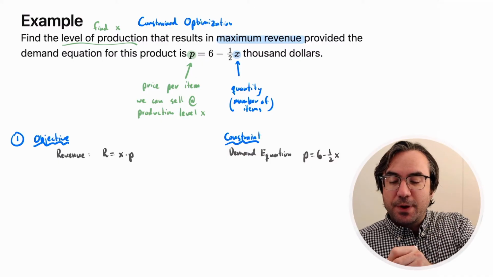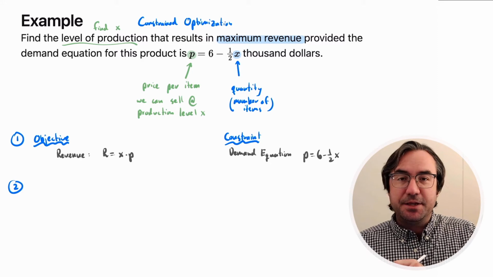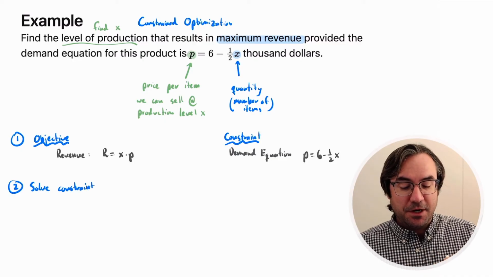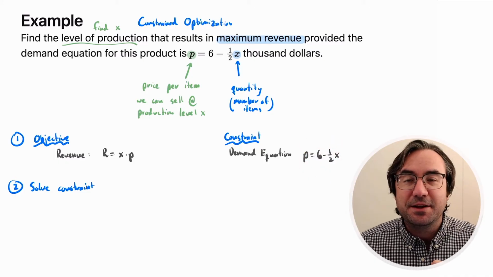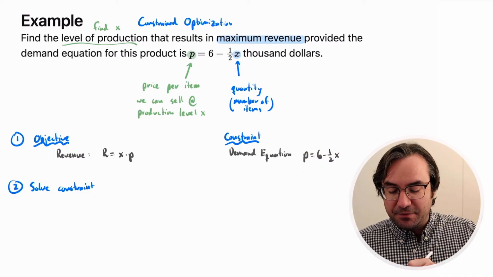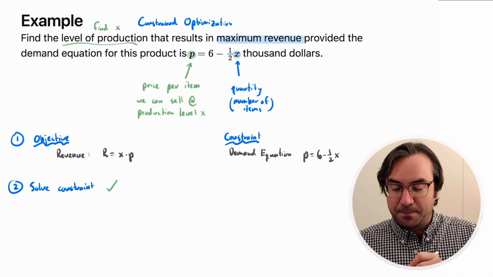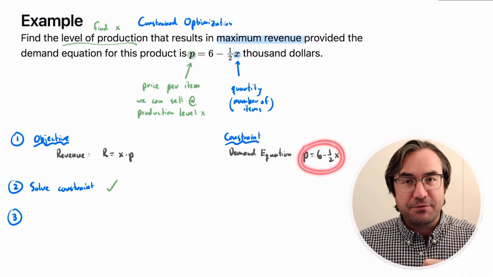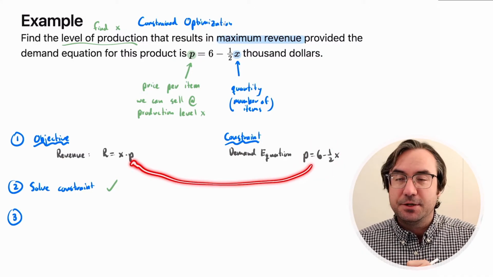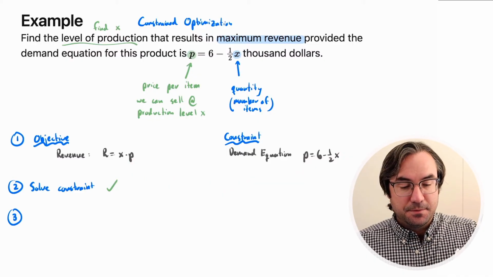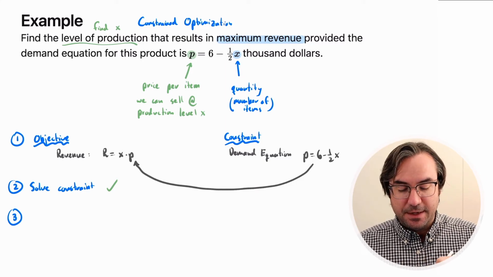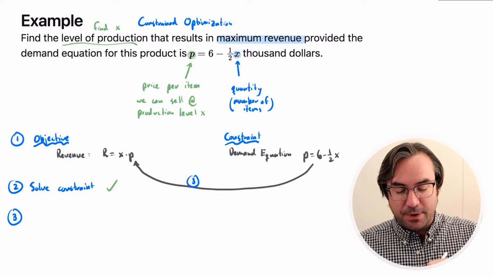So once we identify our two equations, the next step is to solve the constraint equation for one of the variables. And in this case, if we look at our constraint, well, it's already nicely solved for us. So we don't have to do anything further there. So that one's already done. All right, so then step 3. What's step 3? Well, we're going to take our constraint after we've solved it, and we're going to plug it in to our objective. So we're going to take our constraint here, and we're going to plug it in. And that's step 3. Actually, we'll maybe write it here.